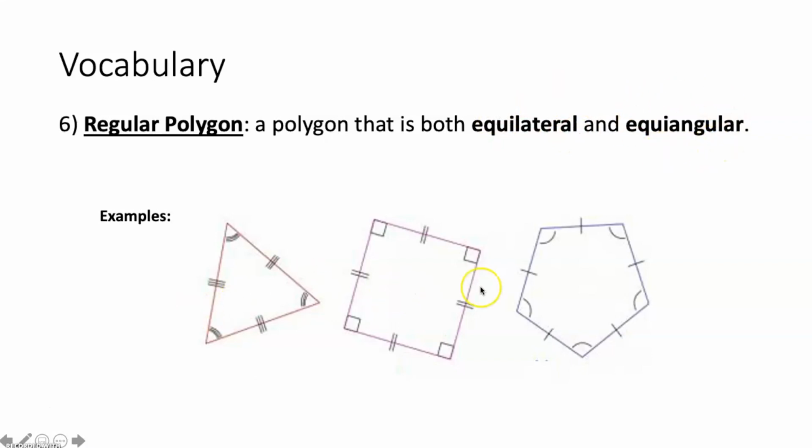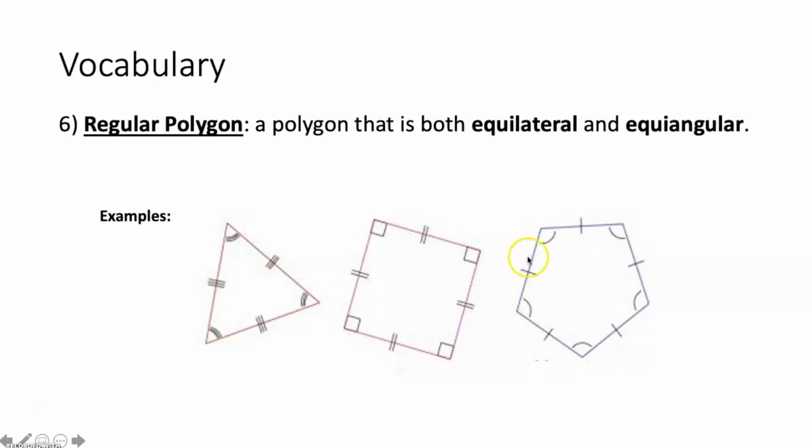So here we have 3 different polygons that are both equilateral and equiangular. This is an equilateral triangle, and we know it's equilateral because each side has the same amount of tick marks. We know it's equiangular because each angle has the same amount of arcs. So it would be considered a regular triangle. Here, this would be a regular quadrilateral because each side has the same amount of tick marks and each angle is 90 degrees, meaning that it's both equilateral and equiangular.